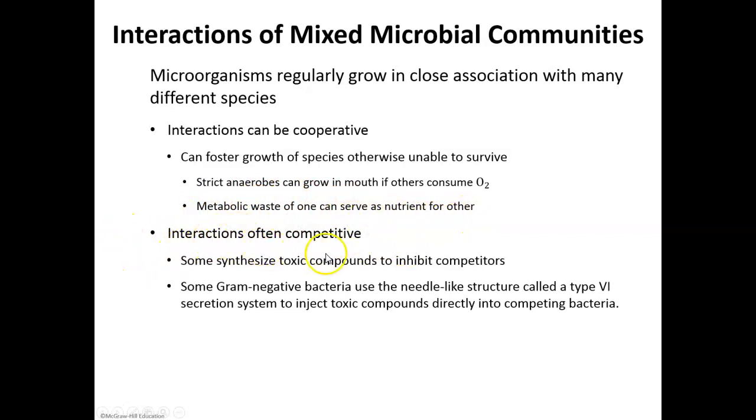But sometimes interactions can also be competitive. In this mechanism, cells will produce toxic compounds that inhibit other cells from growing, and this allows the compound producer to survive and replicate more effectively. An example is gram-negative bacteria, which often use a structure known as a type 6 secretion system to inject toxic compounds into competing bacteria. Those cells die, and the gram-negative cells can replicate and take over the environment.